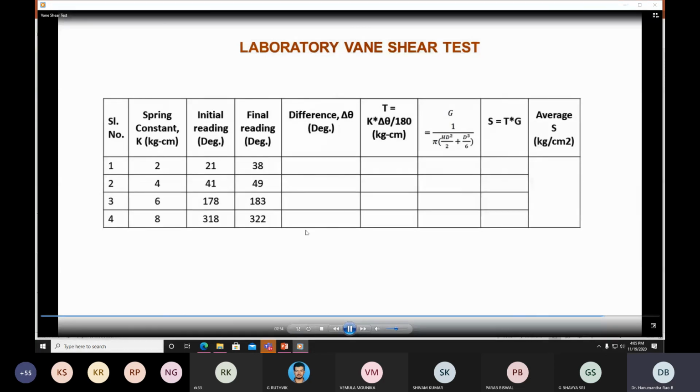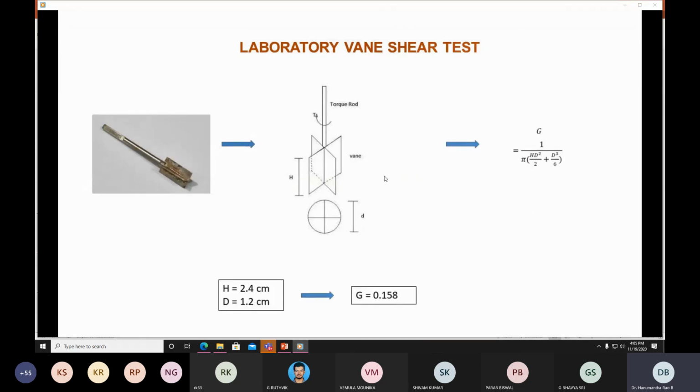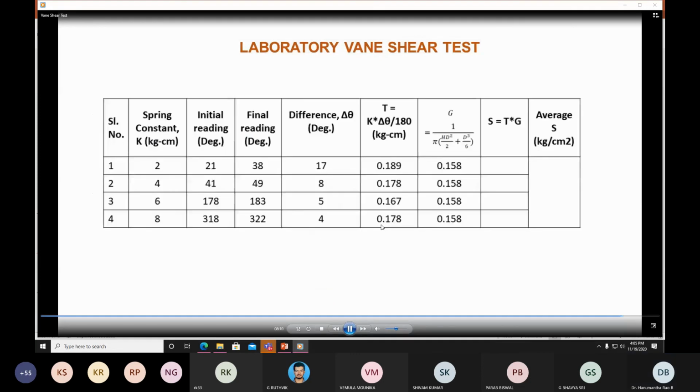So these are different tests for different spring constants. We have the 4 springs, so 4 independent tests have been conducted. These are the initial and final readings. This is the reference theta, and this is the conversion from angle of twist to torque. Then the G value, then the shear strength value.